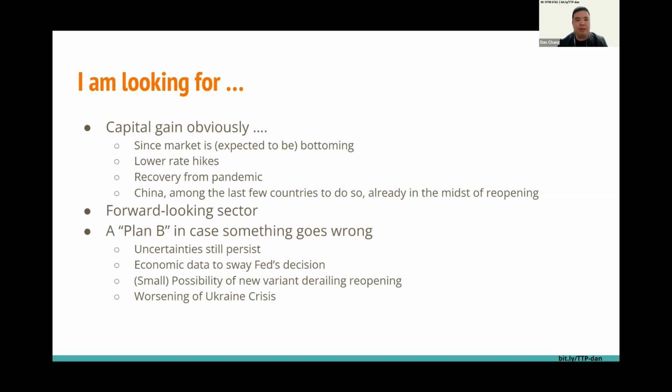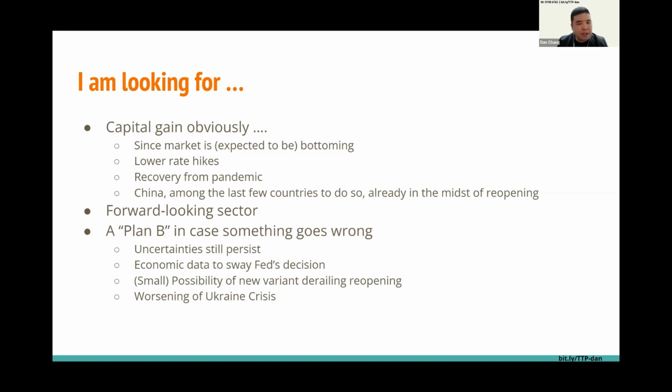For me, these are a few things I will be looking at. Number one, obviously, capital gain. The market is already bottoming, or rather is expected to be bottoming. As I explained earlier, there is optimism about a lower rate hike, and we are recovering from the pandemic. Even China, among the last few countries to do so, has already reopened, because it's already past the 8th of January. So I'll be looking at capital gain, obviously.